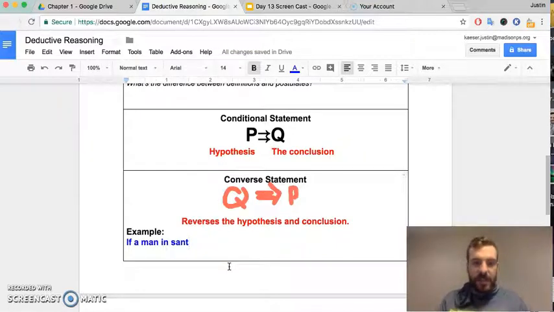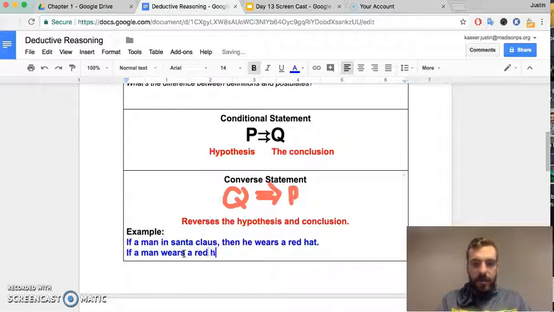So we're going to do an example on the converse statement. The example is, if a man is Santa Claus, then he wears a red hat. That would be the conditional statement, just a simple if-then statement. Now, the converse is just the opposite. We take the Q, then he wears a red hat, and we put that in the front. So, if a man wears a red hat, then he is Santa Claus.